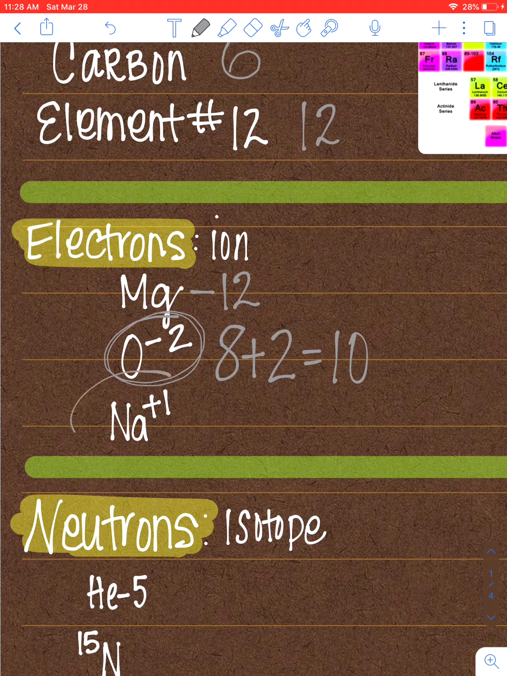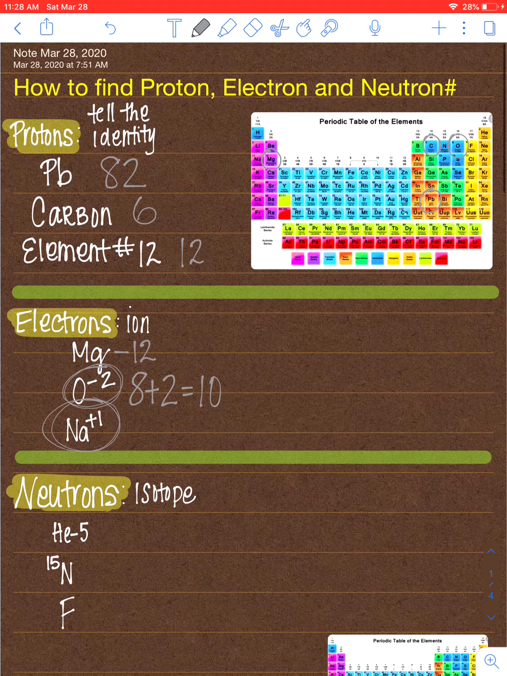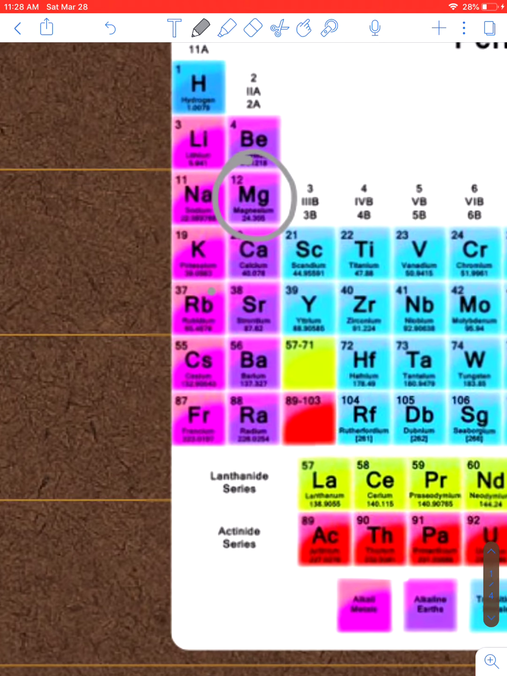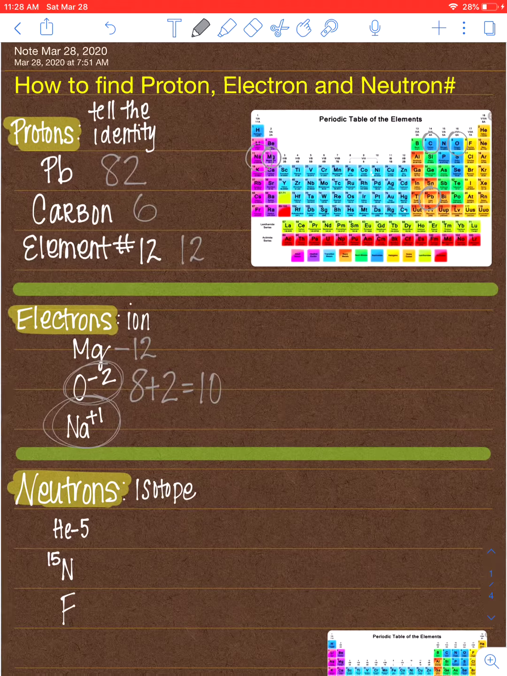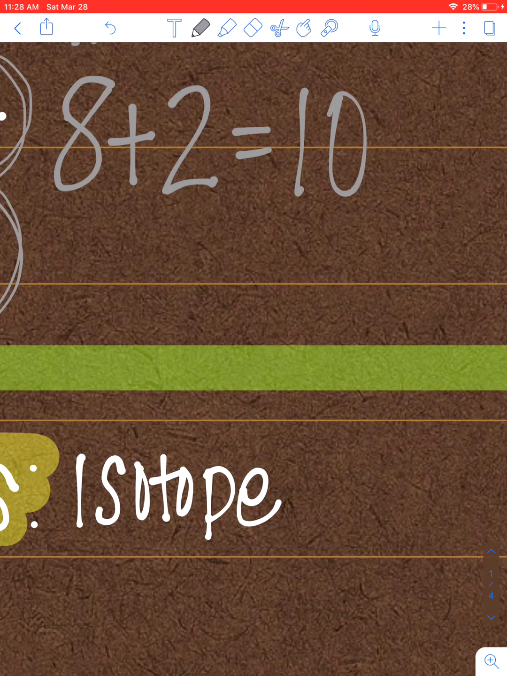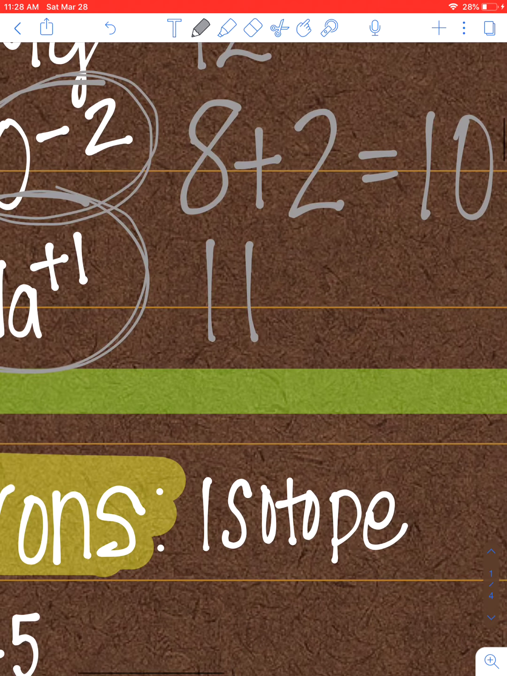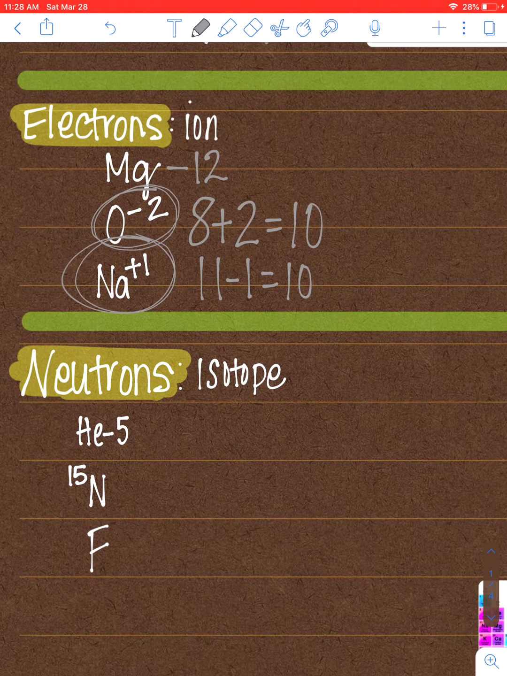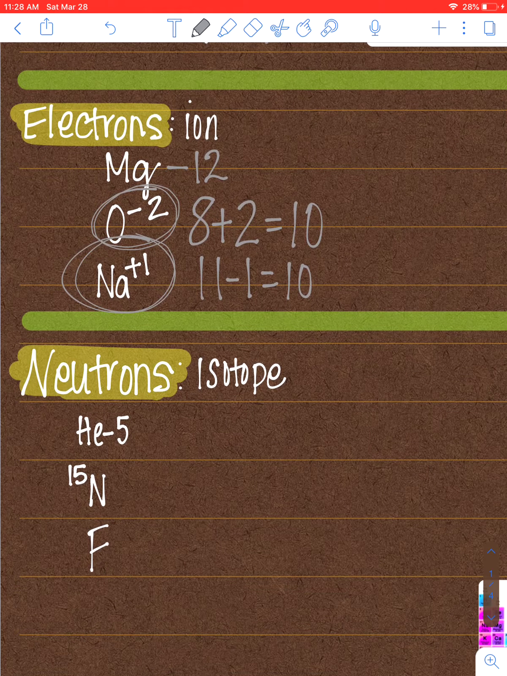All right, what about this sodium +1 right here? Again, let's find out how many electrons it should normally have. Take a look at this periodic table. 11, it should normally have. But do you notice that it says +1, which means it actually lost 1 because it lost one of its negative charges. So 11 minus 1 equals 10. So sodium +1 has 10 electrons.